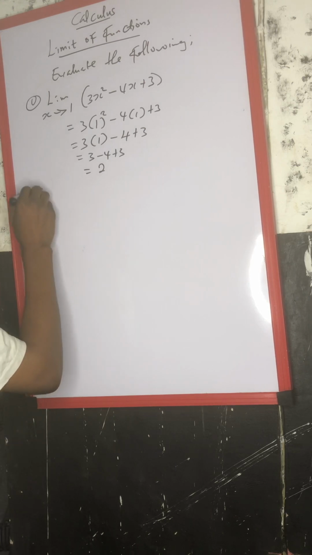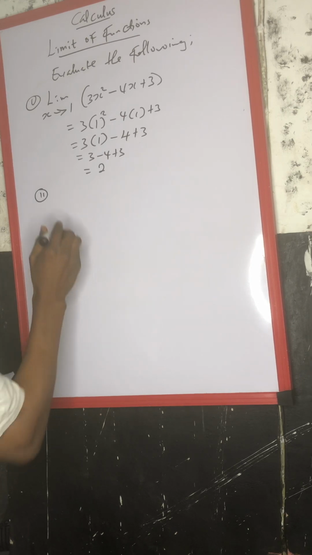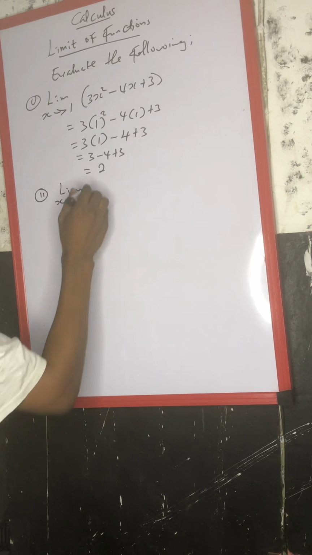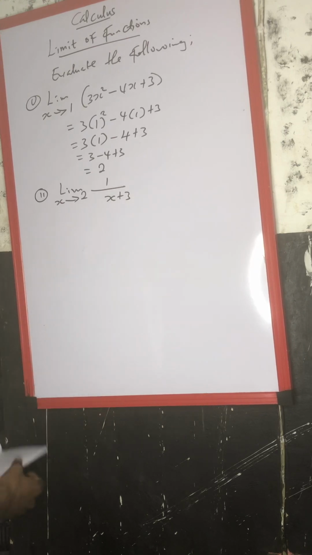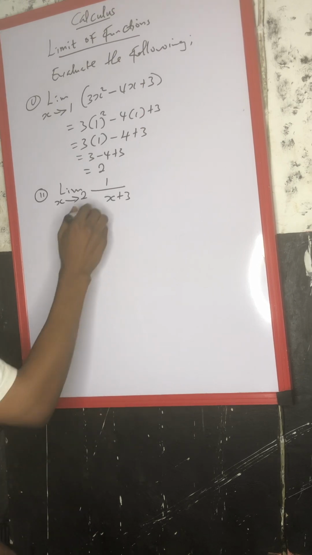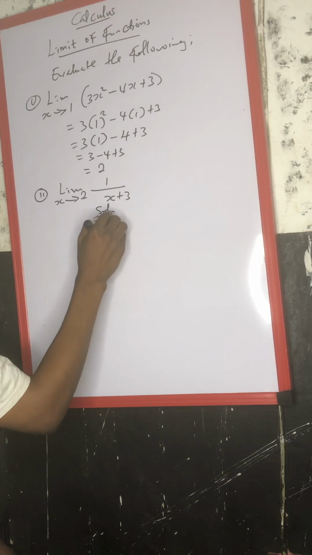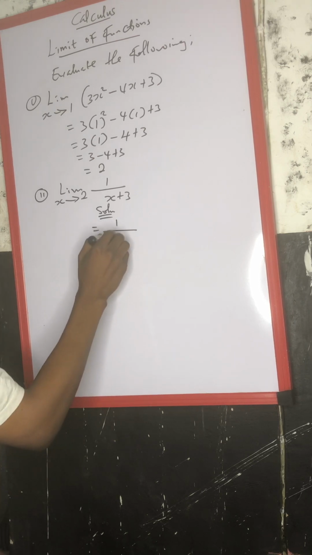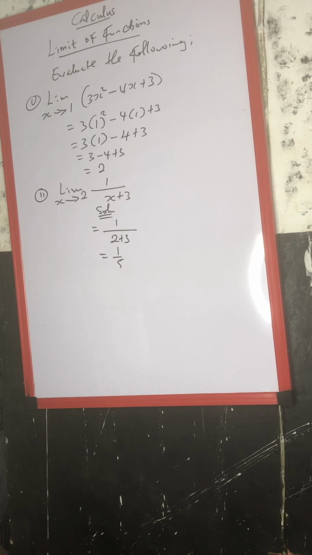And number 2 question. We have limits of x approaches 2 of 1 all over x plus 3. Like what I said earlier on, the first step you take is to substitute the value. Solution: it becomes 1 all over, our x here is the same thing as 2, which is 2 plus 3. So that gives us 1 all over 5. So that is for that.